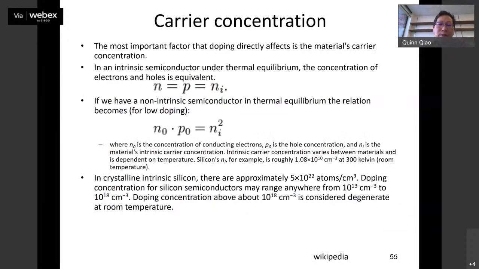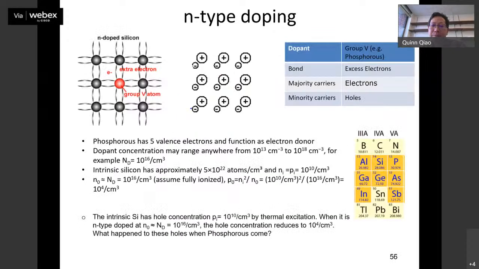Okay, I think here we talk about the intrinsic case, right? N equal to P equal to Ni, that's equal to 10 to the power 10, okay? Then we typically have this equation under thermal equilibrium. What does thermal equilibrium mean? That means there's no electric bias, there's no voltage applied there. There's no optical bias. You don't shine any light on it. Okay, that's what it means.